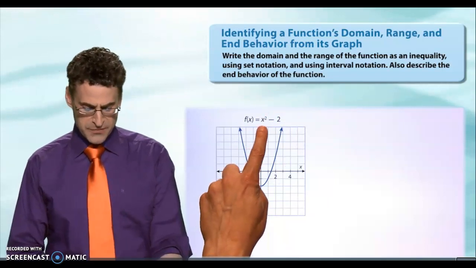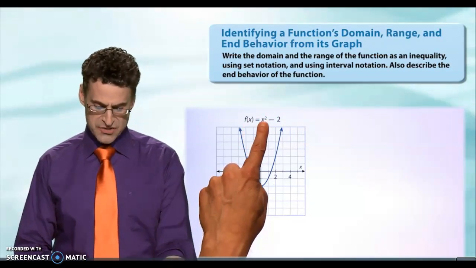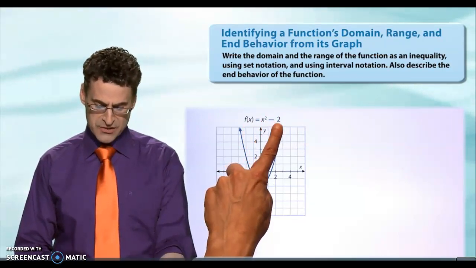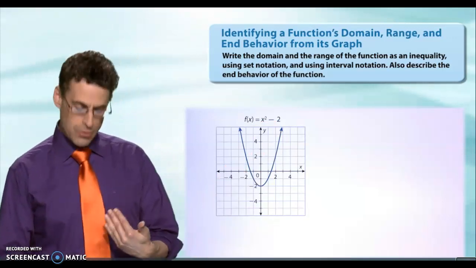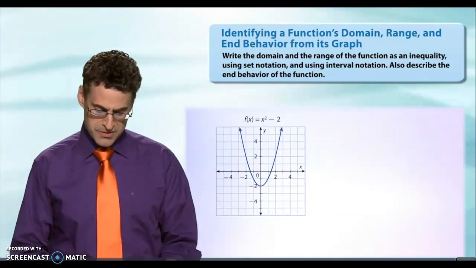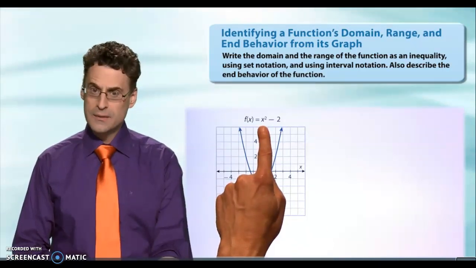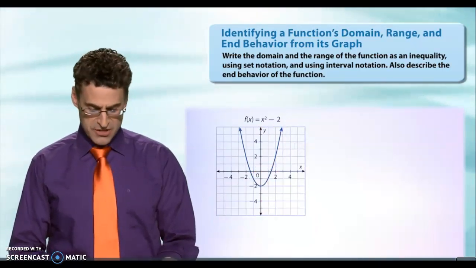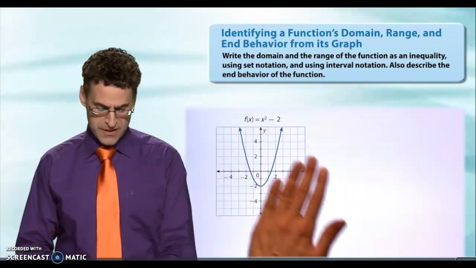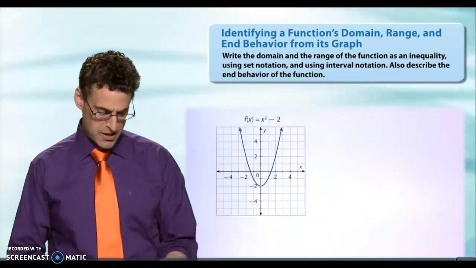So here, what's the function? The function will take an x and then square it and subtract 2. That's the output. So what are the allowable values? Well, you could take any x value at all and square it and then subtract 2. So in fact, the domain for this function is all the numbers on the number line.